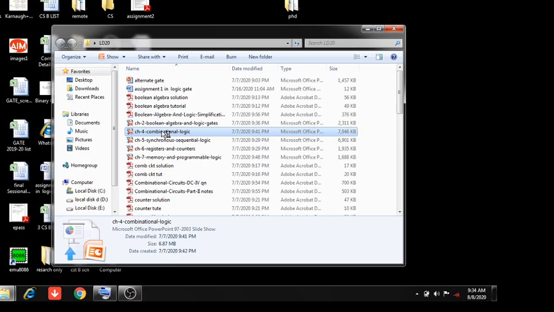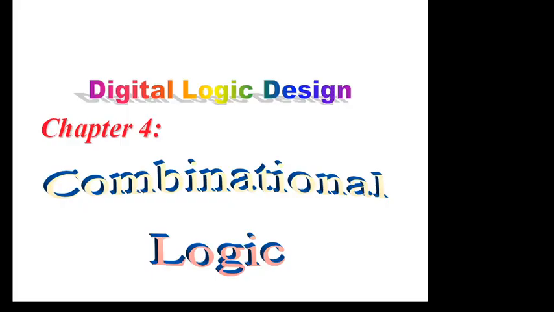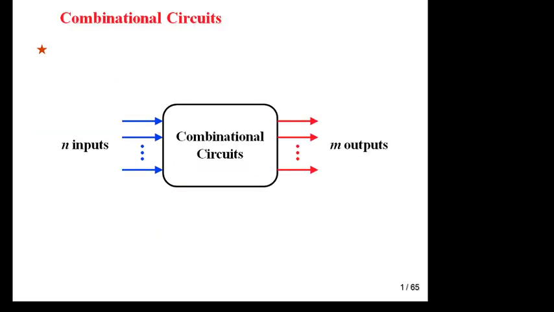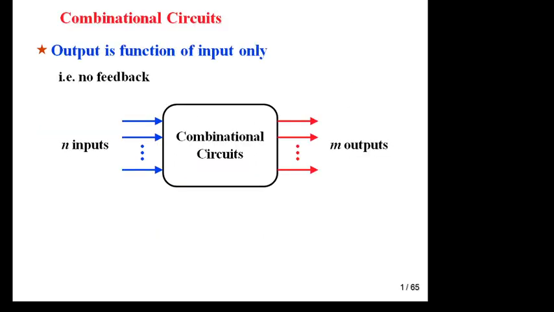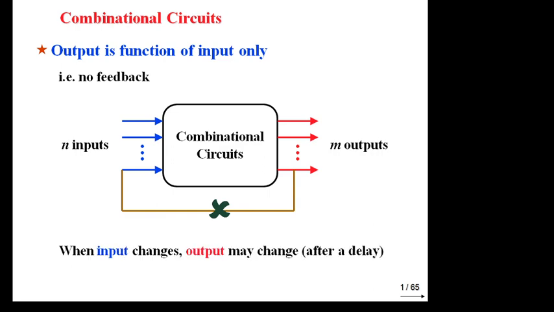What is a combinational circuit? In a combinational circuit there are m inputs and n outputs, or you can say n inputs and m outputs. In this, output depends only upon present inputs, not on past values. Means there is no feedback path. If input changes, output also changes.